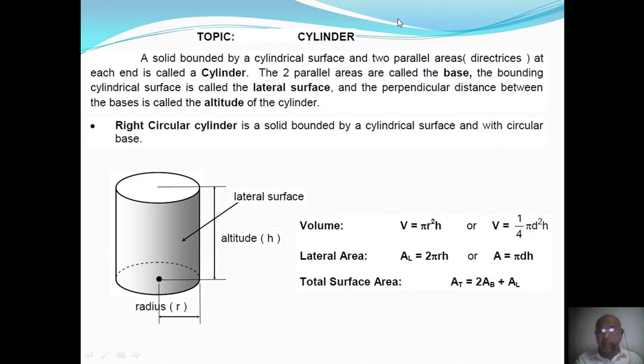Okay, so we can have a problem. Problem 1. 49.48 square meters of sheet metal was used to construct a cylindrical tank with an open top. The height of the tank is 1.5 times its diameter. Find the radius of the tank.